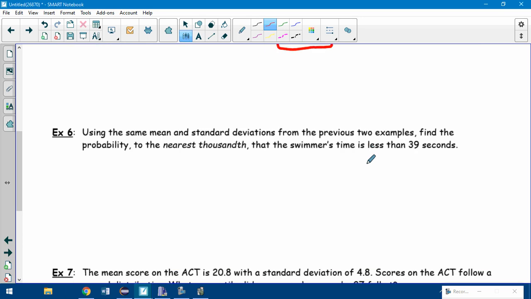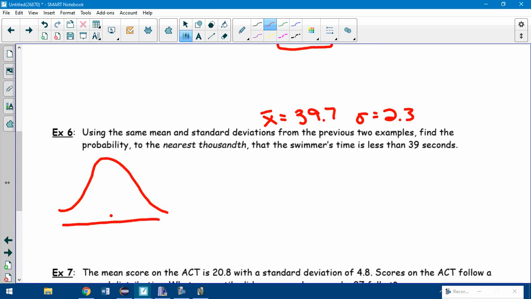Using the same mean and standard deviations from the previous 2 examples, so still mean of 39.7 with a standard deviation of 2.3. Find the probability in nearest thousandth that the swimmer's time is less than 39 seconds. Again, for every question on your homework, I want you to draw a picture. 39.7, here's 39. I want to be less than that. So I would expect this to be around 50%. That's pretty close to the middle.